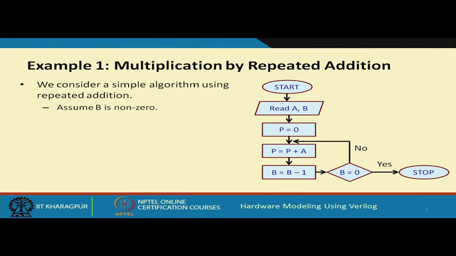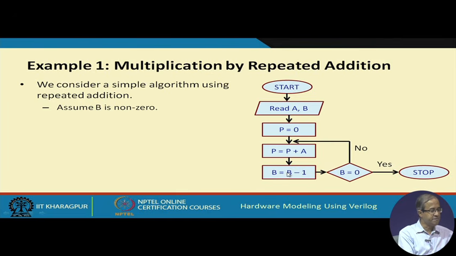The first example we take in this regard is a very simple example, where we are trying to multiply two integers by repeated addition. So, the algorithm is like this: we are reading the two numbers A and B, the product we are initializing to 0, and we are adding A to the product in this loop and decrementing B every time till B reaches 0.